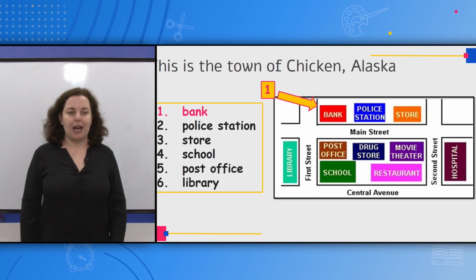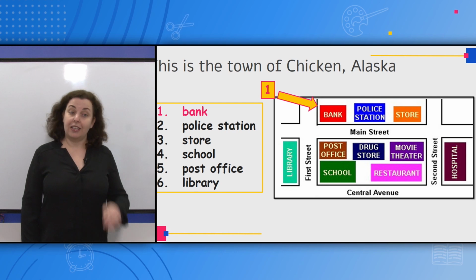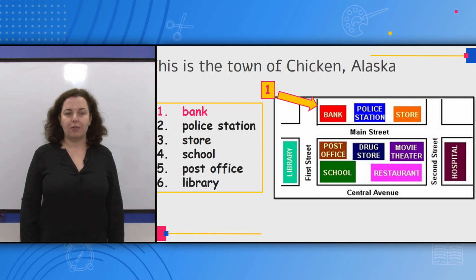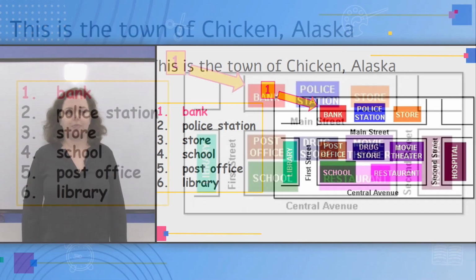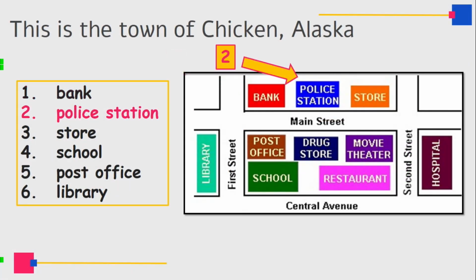So let's look at this map. The bank is number 1. Do you see the bank here? Where is the bank? The bank is on Main Street. And number 2 is the police station. The police station is between the bank and the store. Do you remember the word between? Between 2 things. The police station is between the bank and the store. It's on Main Street, of course.